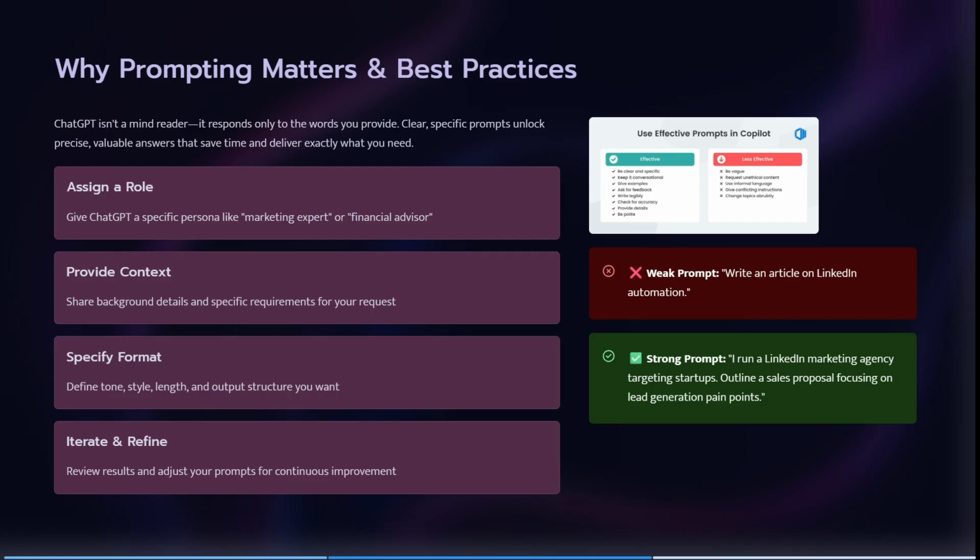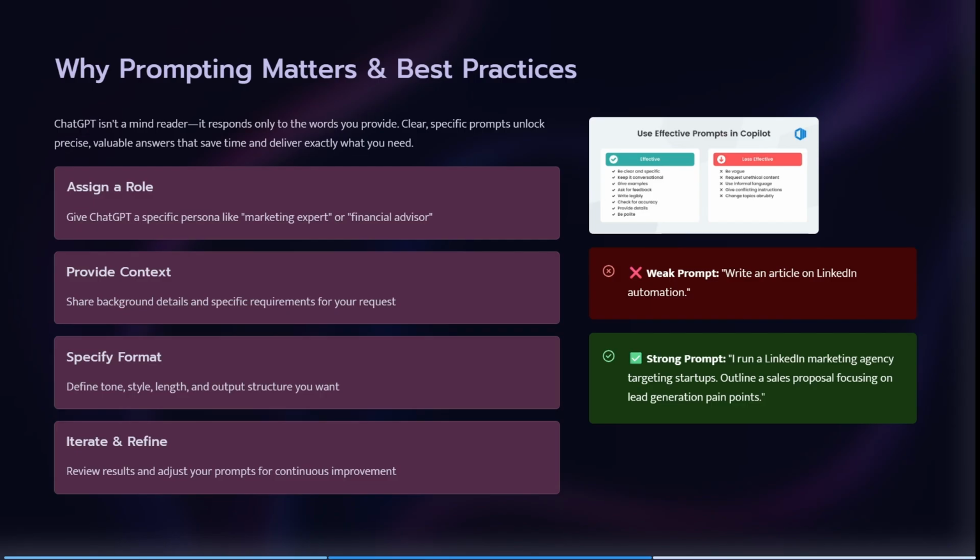So first of all, what you can do is assign your ChatGPT a role. So give it a specific persona, like being a marketing expert or a financial advisor, and now it exactly knows what it needs to be. Then you can share some background detail and specific requirements for your request. You need to define the tone, style, length, and output structure that you would like. And then you need to iterate and refine. So review the results and then adjust your prompts for continuous improvement. This will be a progressive learning curve over time.